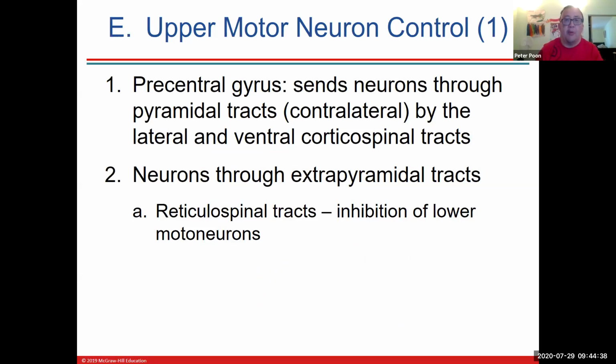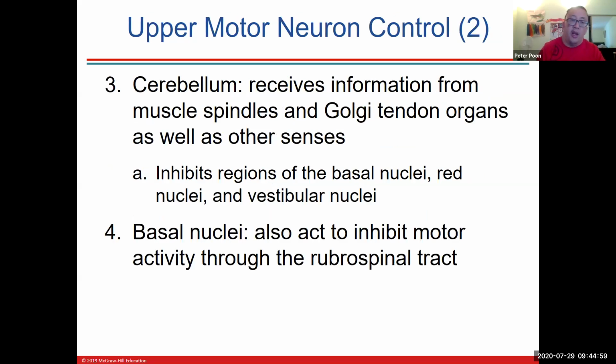The upper motor neuron control is the precentral gyrus, which is where your motor cortex is. The cerebellum smooths out the movements.